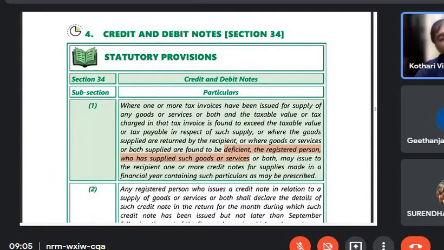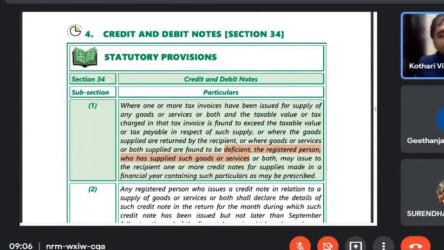Second, goods or services are supplied, but it is found that where it has to charge 12% tax, 18% tax has been charged. That means the tax has been charged higher. Or where it is found that the person has to charge 10,000 only, but in the invoice it has charged 12,000. That means it has charged a higher value, either higher value of tax or higher value in the goods or services. Then how to reduce that? You cannot revise any invoice in GST. You cannot revise an invoice. So what you have to do? Issue a credit note for the difference.